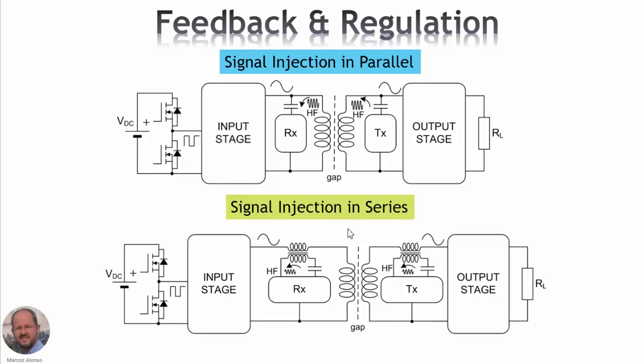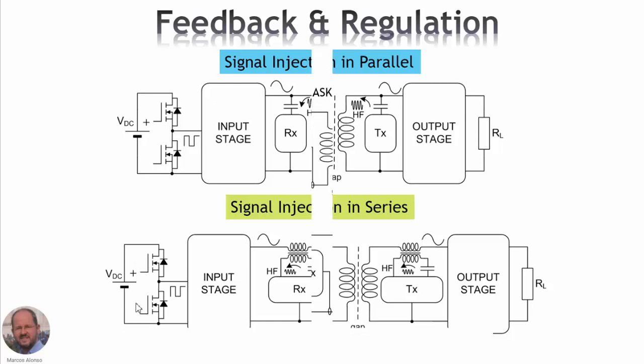And another possibility is to do the signal injection in series. So we can do like this. We can use a coupling transformer to inject the high frequency signal, and then using another coupling transformer we can get the information on the primary side and finally send this information into the power converter.